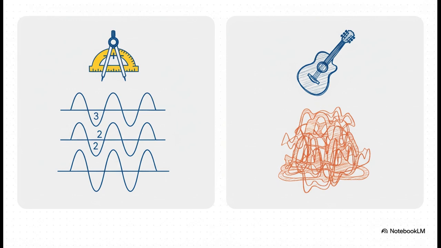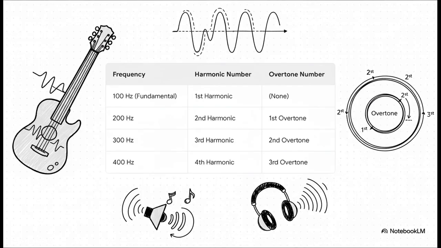So here's the key. All harmonics are overtones, but not all overtones are harmonics. Now, I know this table can look a little tricky at first, but it really clears things up. See, the fundamental itself isn't an overtone, it's the main tone. So the very first frequency above the fundamental is what we call the first overtone, which just happens to be the second harmonic. Then the second overtone is the third harmonic, and so on. It's just a different numbering system, but it's really key if you want to understand how people talk about sound.